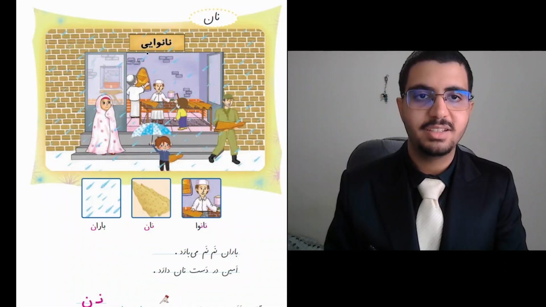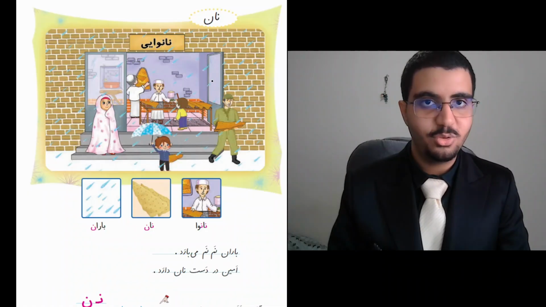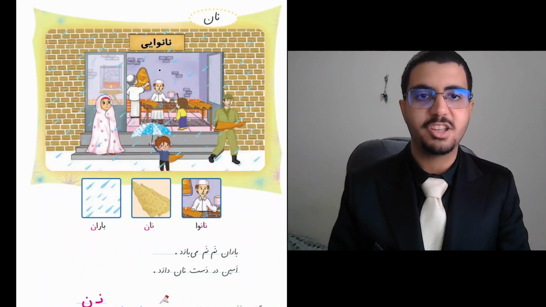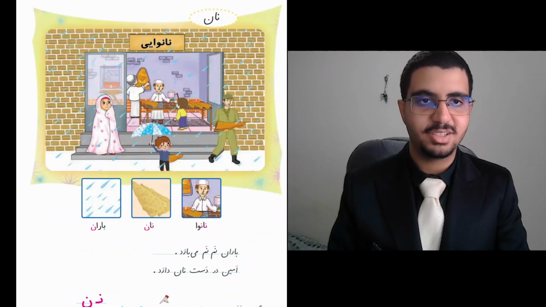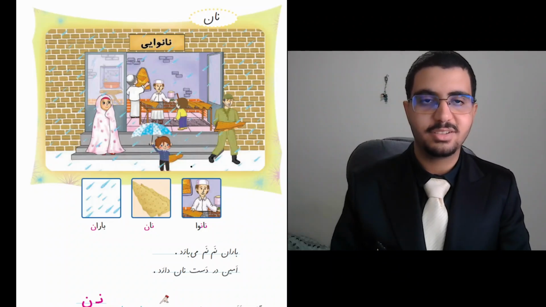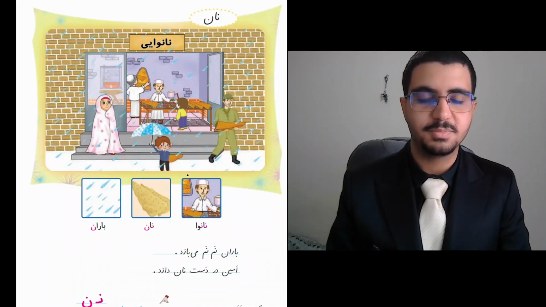And you add a yi into non-va, and it becomes non-vai, and it becomes the place that the baker bakes the bread. Cool, right? So non is baked in the non-vai. Easy, right? You now know these three lessons. So now you know exactly what non-va is, what non-vai is, and what non is. You can go out and buy bread in Iran.